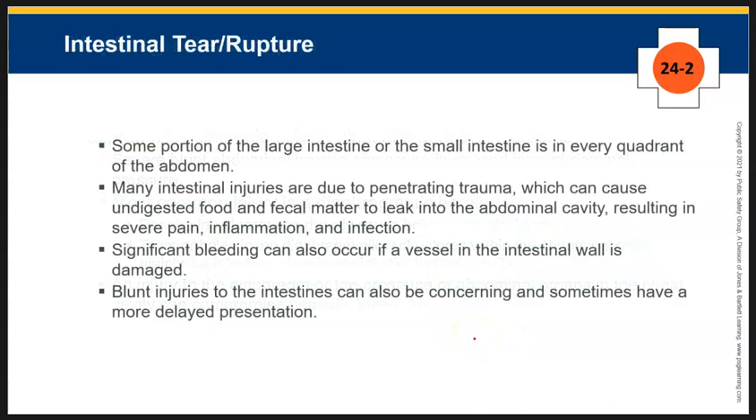If we have an injury to this part of the digestive system, the large intestine or small intestine is found in every quadrant. A penetrating traumatic injury could cause opening to that hollow organ and some of those digestive products to leak into the abdominal cavity. One of the outcomes of this could be infection. Transport to higher care will allow them to treat that. Significant bleeding can occur alongside that, and so we need to consider these possibilities. Blunt injuries to the intestines could be concerning, but their presentation is going to be somewhat delayed.